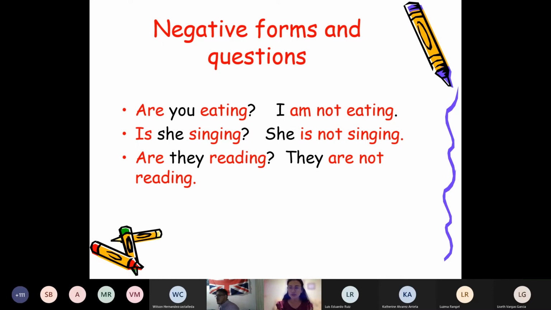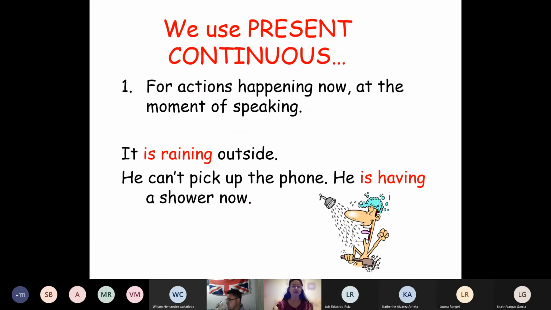And remember that the present continuous is used for actions, situations that are happening at the moment. Okay, situations that are happening at the moment. And now, what is the present continuous used for? The present continuous is used for actions that are happening now, at the moment of speaking, like it is raining outside, for example, or he can't pick up the phone. He is having a shower now. Actions that are happening at the moment of speaking, right?